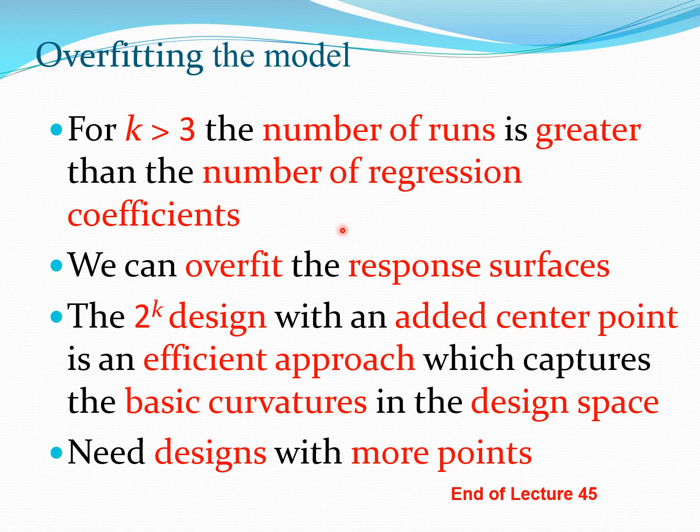So we see that in some cases the number of runs is greater than the number of regression coefficients, especially when k is greater than 3, and therefore we can overfit the response surfaces. And this is a very important concept in response surfaces: if you have a desire to have a particularly good design, you should have more points in the domain than the number of regression coefficients. So of course this can be violated in some cases.